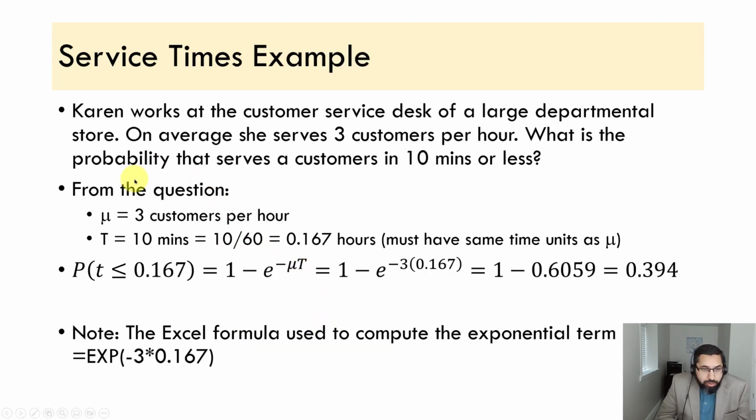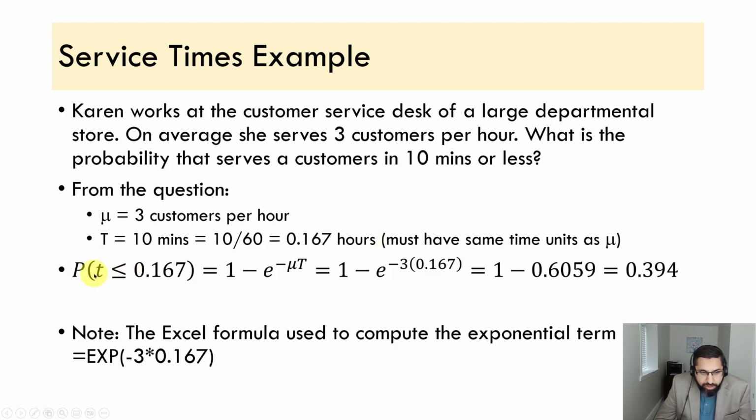So let's say we are able to serve 3 customers per hour, which means on average we spend 20 minutes to serve a customer. So that's why we can serve 3 customers per hour, right? So if we serve 3 customers per hour, what is the probability that we can serve a customer in 10 minutes or less? Now we have to convert 10 minutes to hours because mu is 3 customers per hour and the time units need to match. So here we'll divide 10 by 60 to get 0.167 hours, and then we can plug into our formula.